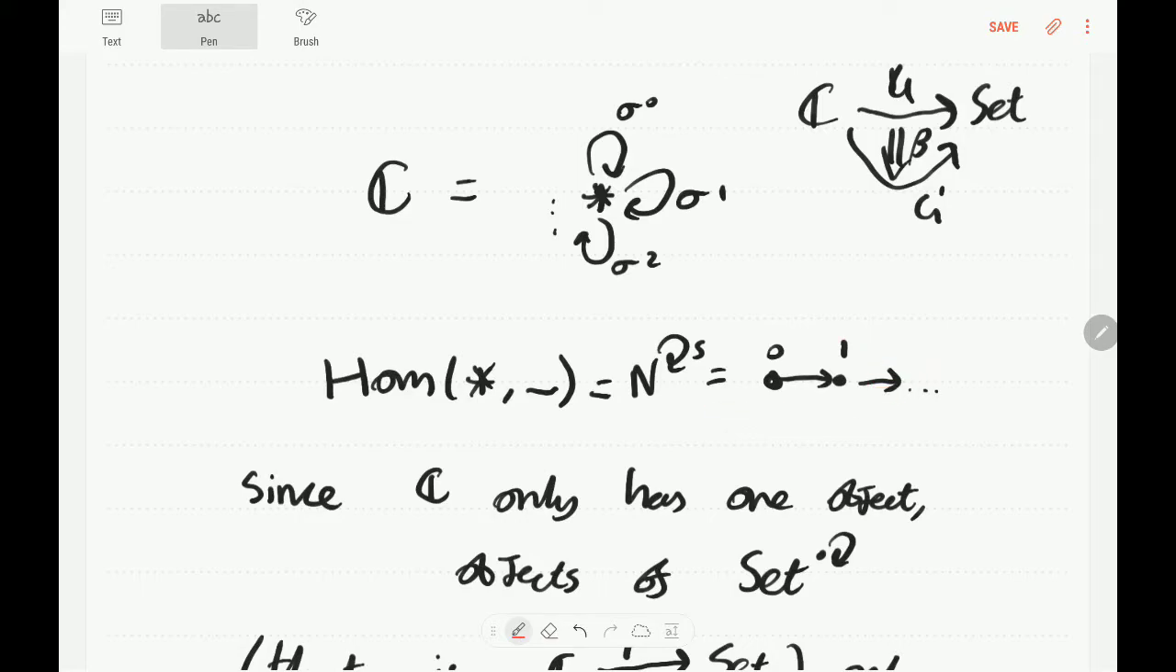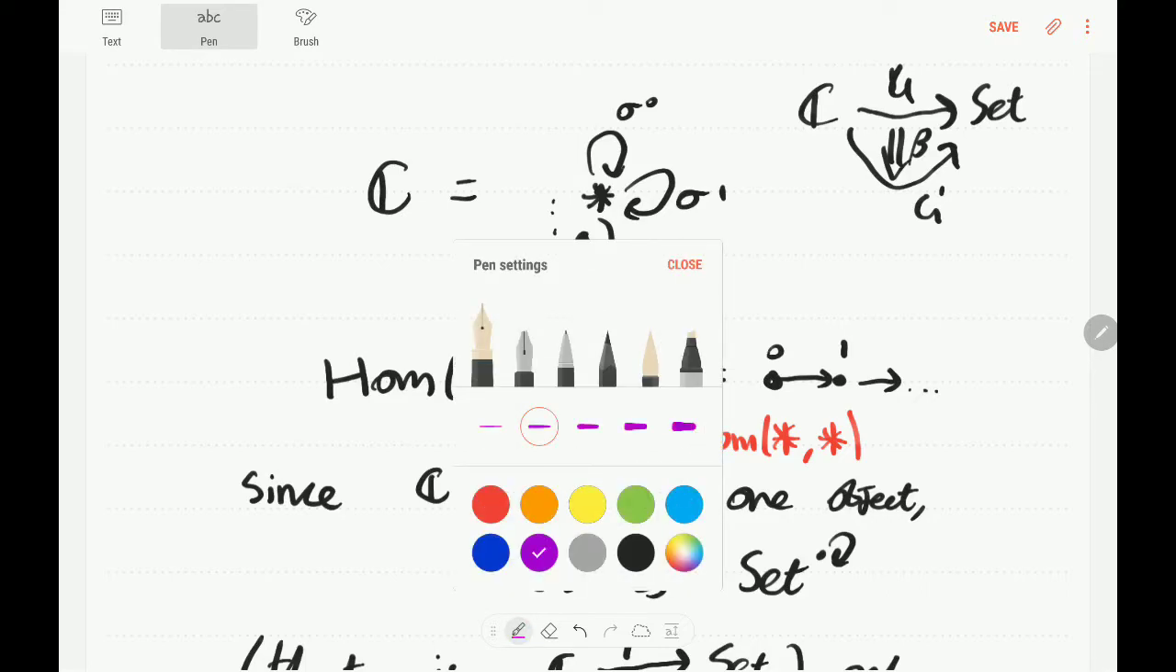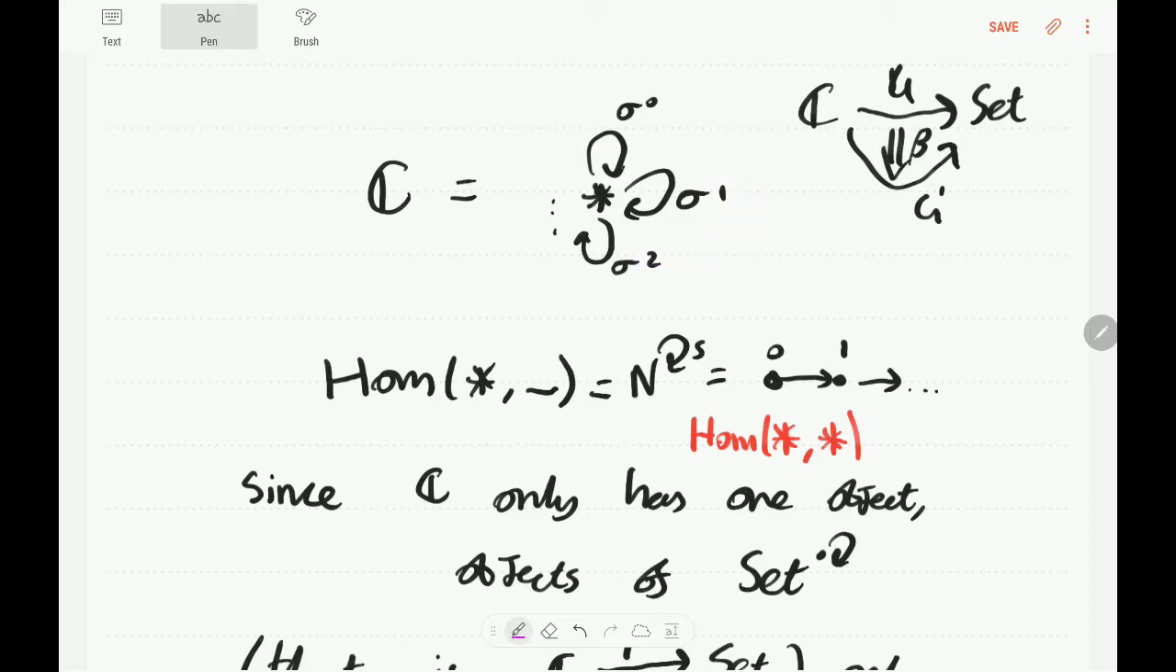So how can we see that Hom(star, blank) is N to the sigma? Well, there's only one object in C, so the only thing we need to think about is, as far as sets go, from this functor, how does it operate on objects? We just need to know how it operates on star. What's Hom(star, star)? It is this set of arrows from star to star, which is sigma to the 0, sigma to the 1, sigma to the 2, and so on. So we associate those with the natural numbers 0, 1, 2, and so on.